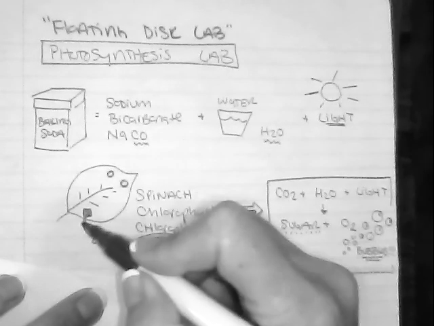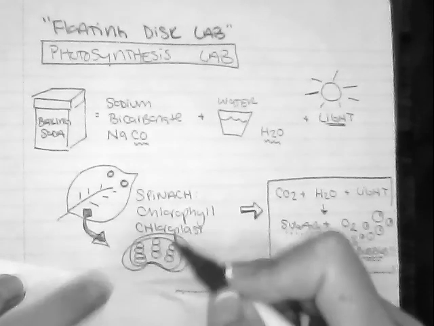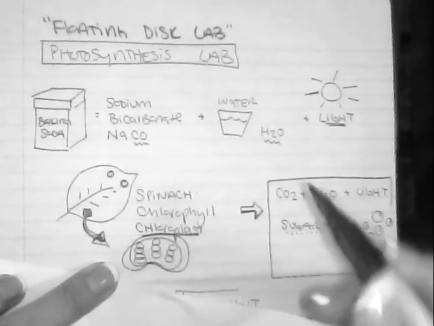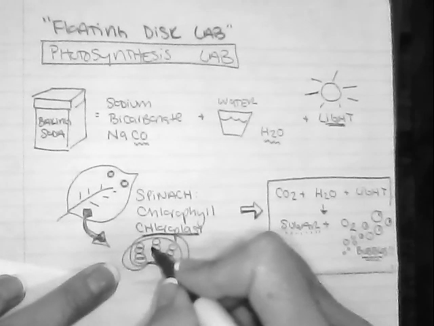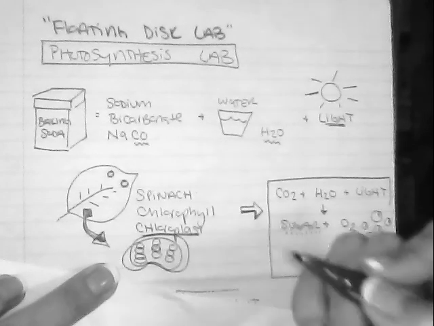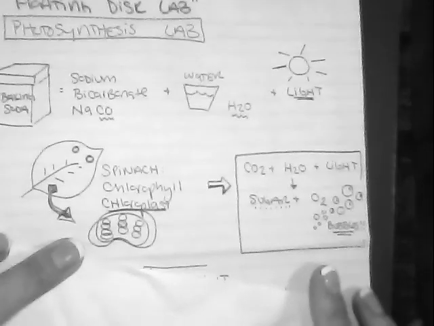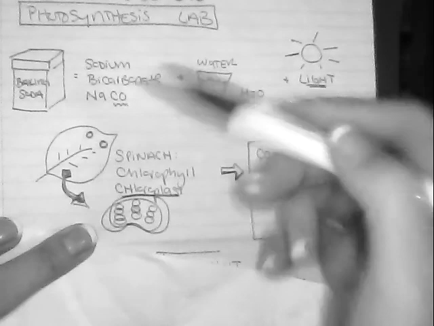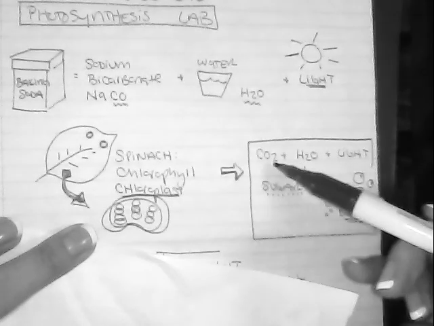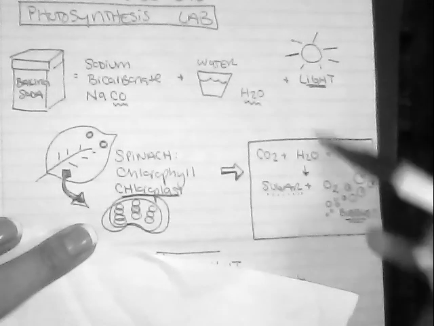And what we were looking for is this guy right here. This is your actual chloroplast. And inside that chloroplast, which we'll talk about a little bit later, are these little tiny pigments that are known as chlorophyll.